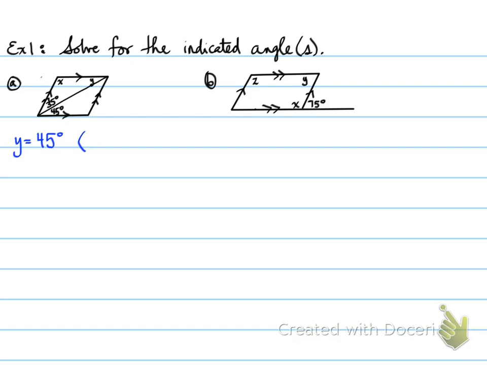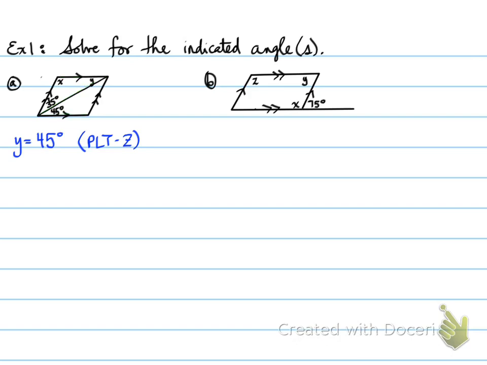Y is equal to 45 degrees because of PLTZ. That is, if we look here carefully, if I go across here, come down, and go across here, that creates our Z pattern. So let's do that in a color so you can see the Z pattern. The 45 is going to equal the y value.